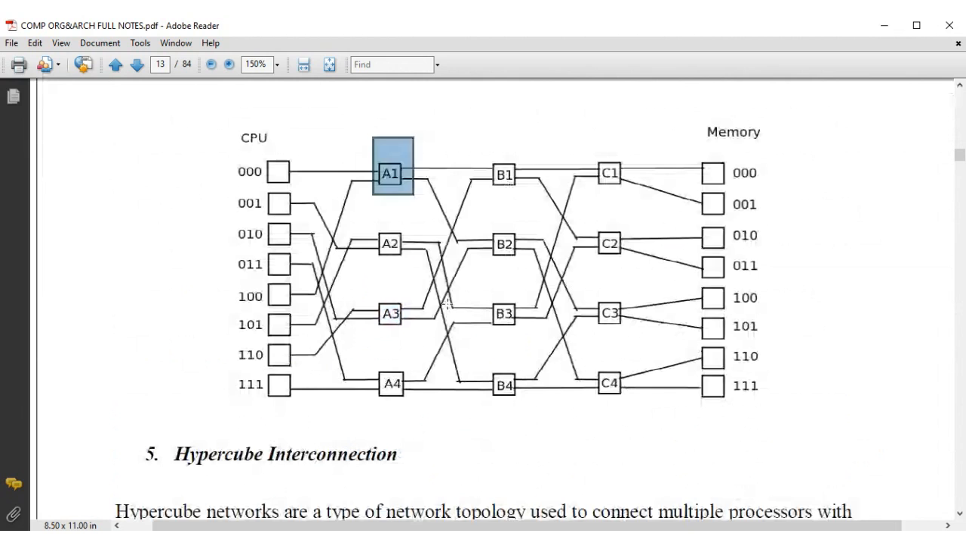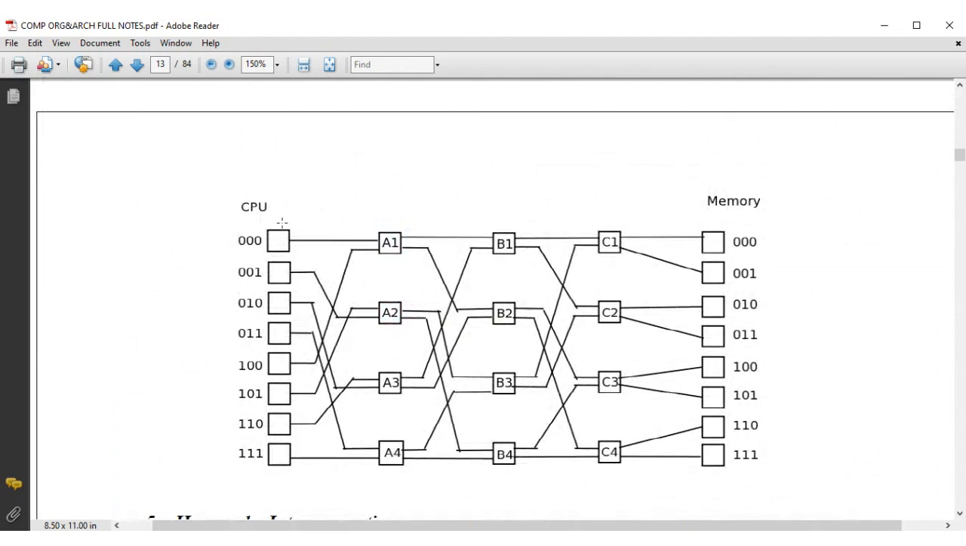So, for instance, let's say CPU 000. Again, I've said don't worry about these binary numbers. I'm going to teach you how they are manipulated. But for now, let's use them just as indicators. We could just say CPU A, CPU B, CPU C. So if CPU 000 wants to send data to RAM 001, there are different paths.